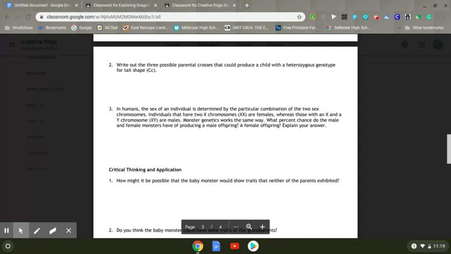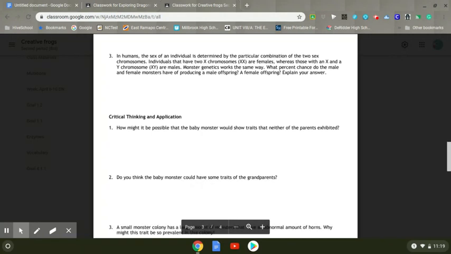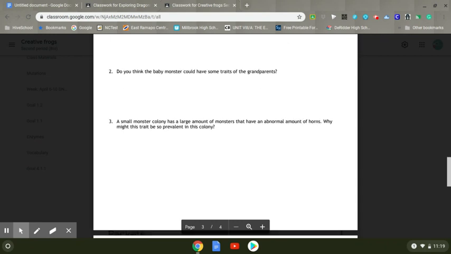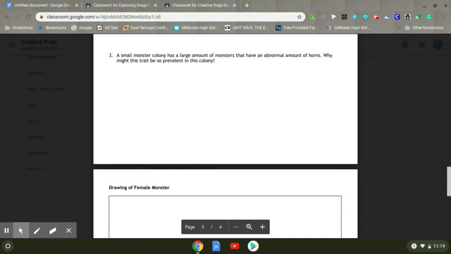Okay, and then we've gotten to question number 2 and 3. You need to answer question number 2, but you can cross out number 3 because we haven't gotten to number 3 yet. Under the critical thinking, answer question number 1. You can skip number 2. And you can skip number 3.